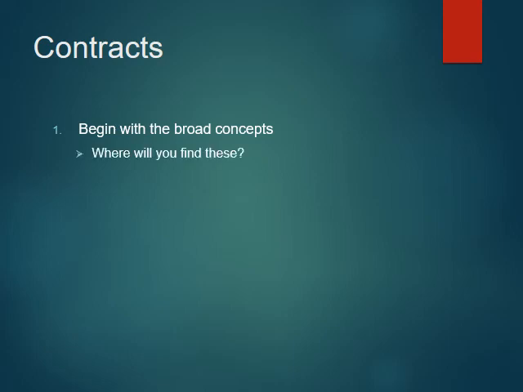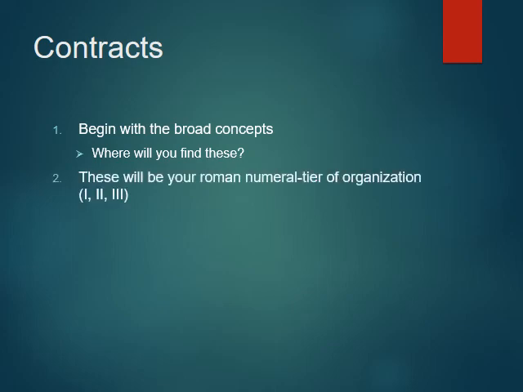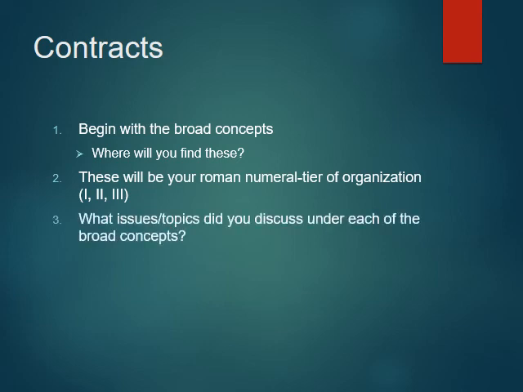Again, you begin with the broad concepts. Where will you find these? Well, you'll find these in your, I'm waiting for you to say it with me, table of contents and syllabus. And those will be your Roman numeral tier of organization. What issues and topics did you discuss under each of these broad concepts?